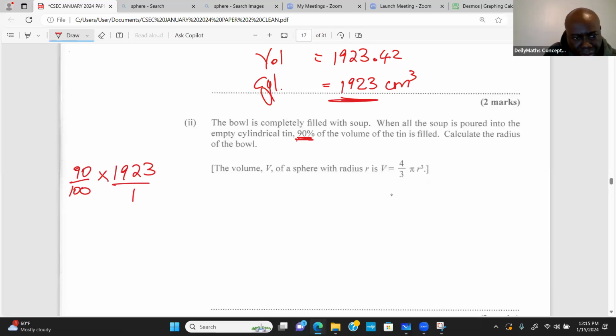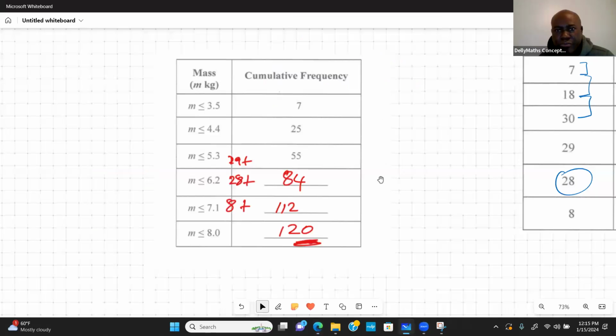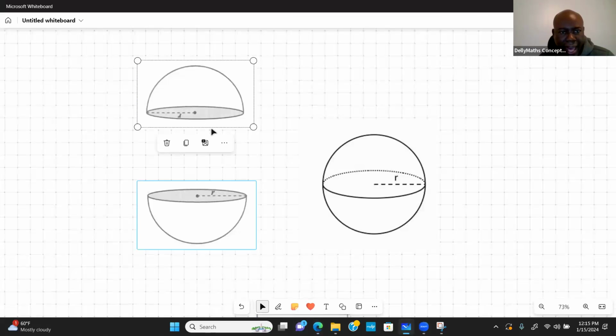All right, so this is giving me 1,730.7 cm cubed. This is actually the volume of the bowl. All right, and that bowl is half of a sphere. So then let's take a look. We're going to be using the volume for a sphere. Let's take a look at the association. So if we come here, we're seeing where the question was dealing with half.